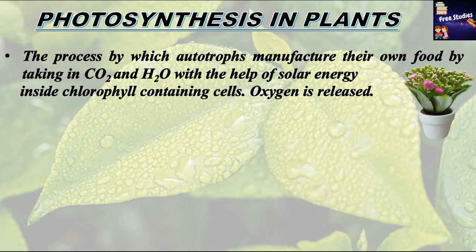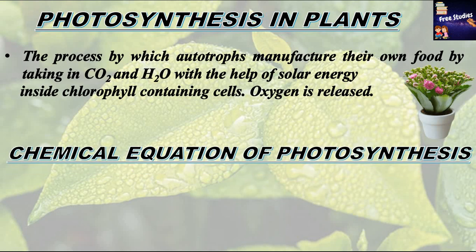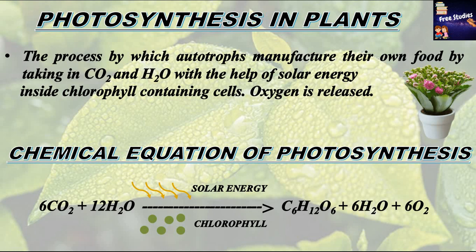The chemical equation of photosynthesis is 6CO2 plus 12H2O. Now above the arrow you have to write solar energy and below the arrow you have to write chlorophyll. After the arrow you have to write C6H12O6, which means glucose, plus 6H2O plus 6O2. When the examiner asks what do you understand by photosynthesis, first you have to write the definition which is displayed on the screen and then the chemical equation of photosynthesis. Now the important question is what are the conditions necessary for photosynthesis?